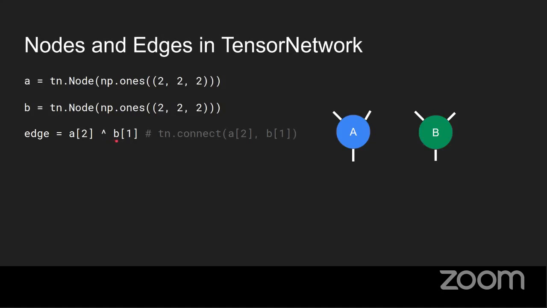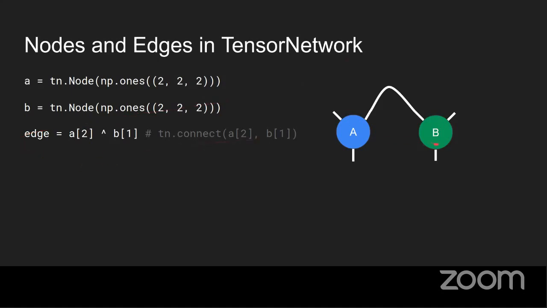There are 2 ways of doing this. You can either use tn.connect if you want to make it more readable, or if you're connecting a lot of things and you don't like typing that much, we've aliased the XOR operation to do the exact same thing as tn.connect. The reason we picked the XOR operation is because it kind of looks like 2 legs or 2 lines connecting against each other. That's why we picked that. After you run this line of code, your tensor network is going to look something like this.